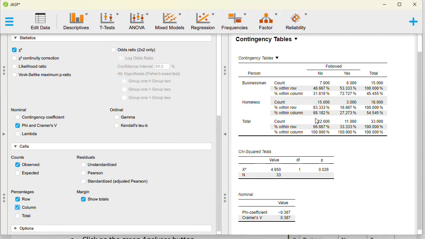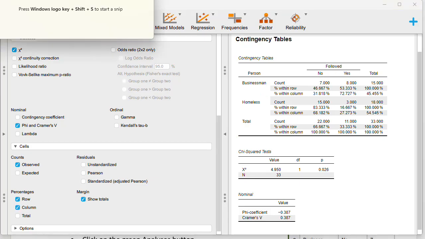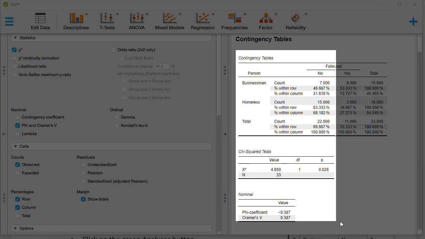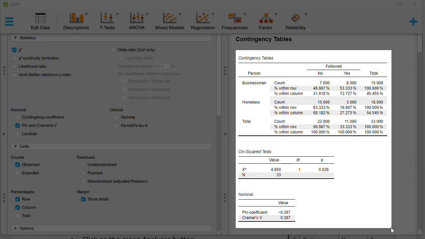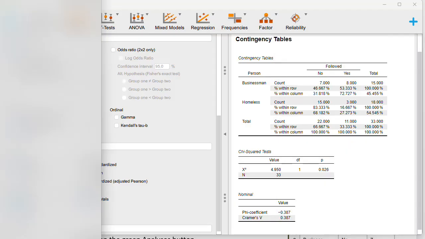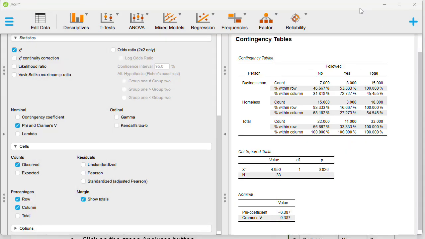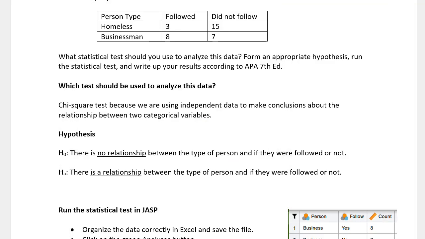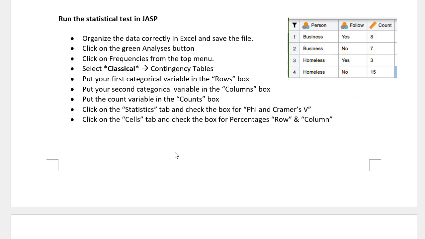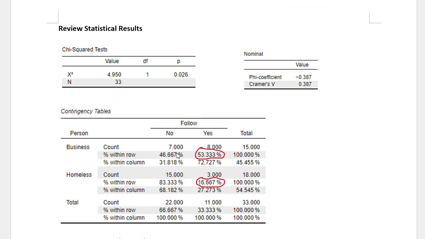So now that we have all of this information, remember, you go to your snipping tool if you're on a PC, or whatever screen capture program you use, and you would want all of this information right there. Just make sure that you have all of that saved and copied into your Word document. So we've run the test, we've got our information. Let's review our results.